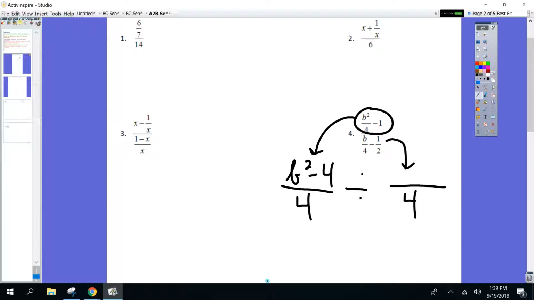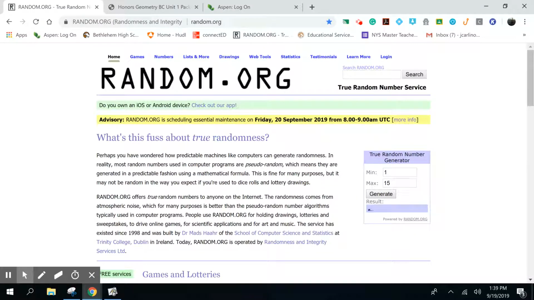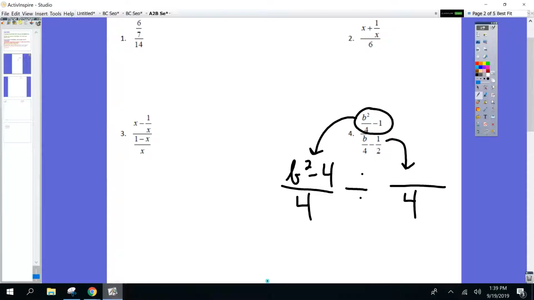What goes on top, kids? What should go on top here? 4. What goes on top? Yep. Minus, watch your mouth. Remember, this was a 2, right, Spencer? What do I have to multiply 2 by to get 4? So my 2. So B minus 2.